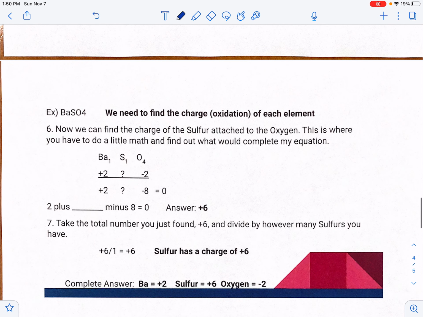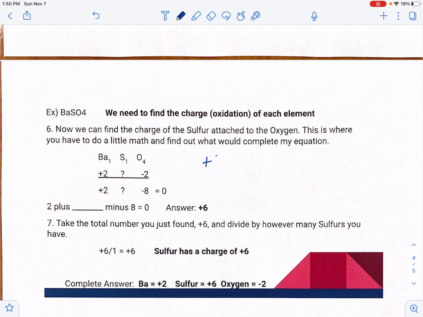Now this is where we get to do a little bit of math, a little bit of figuring it out. It's not too bad. We're trying to find the charge of this sulfur right here. We don't know what the charge of one sulfur is, but we can probably find out the total charge for all of the sulfurs. The way I look at this is, let me clear out these marks real quick. I have it written down here, but I'm going to write it out to the side.